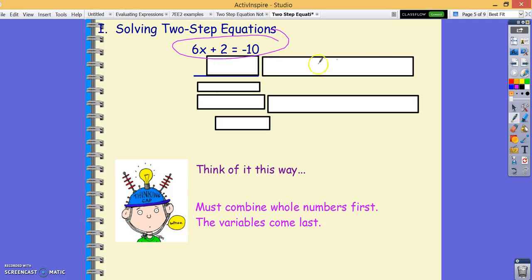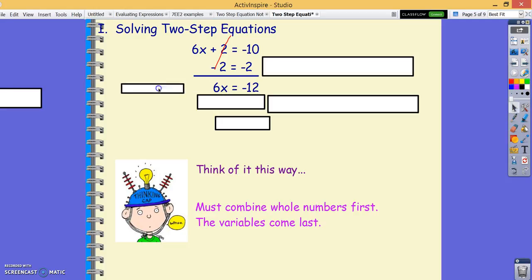6x plus 2 equals negative 10. The very first thing I'm going to do is scan my problem to see if there's anything I could add or subtract. And in fact, there is. I can subtract 2 because 2 minus 2 would cancel out. So I want you to write that out as your work, and I also want you to slash it off to show that it's no longer there.